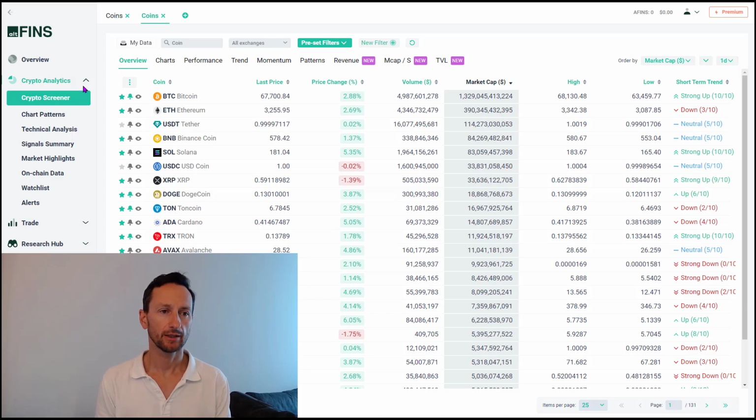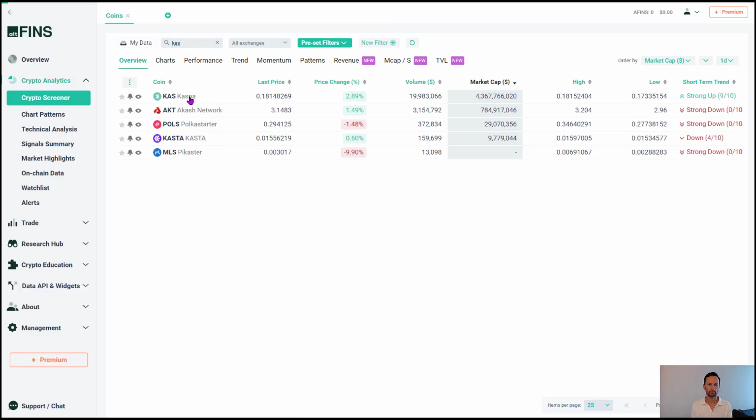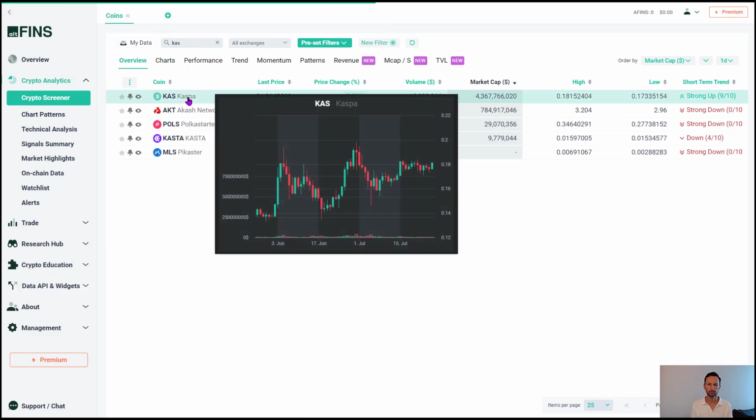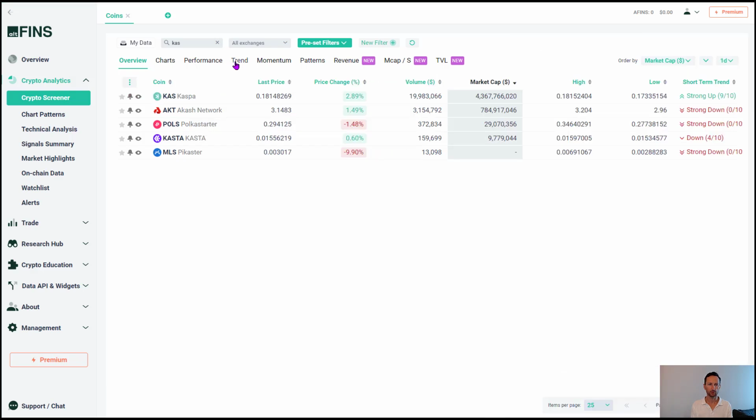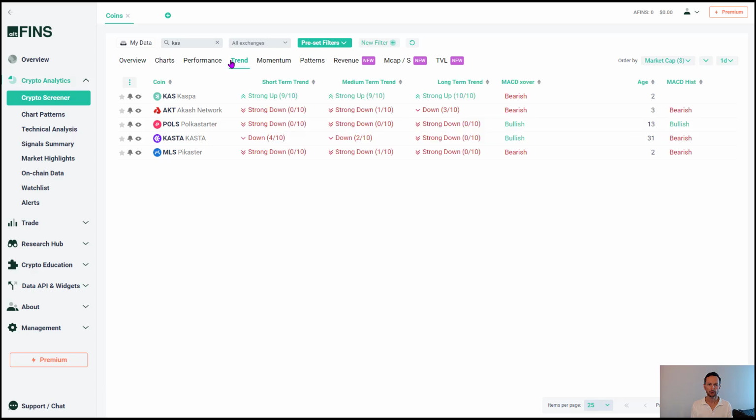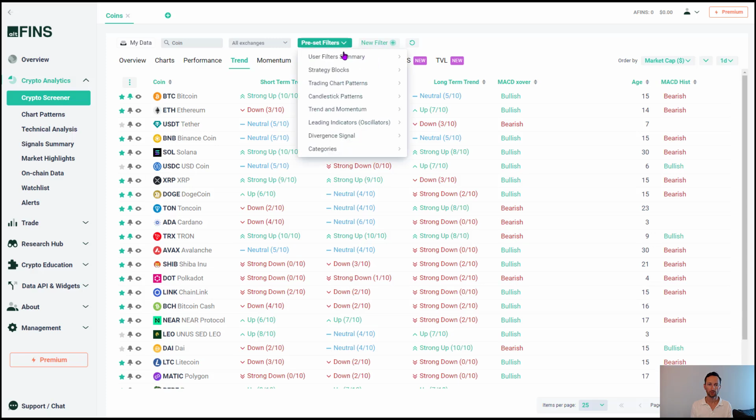So let's go ahead and find KASPA on our platform under the screener. Okay, here we go. First of all, we can check what the trend is for KASPA. It is strong up across the board, short-term, medium, and long-term. Not very many assets are in a strong uptrend anymore. In fact, we can check real quick which assets are.